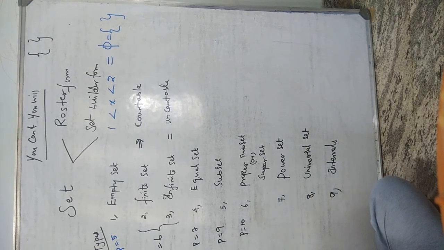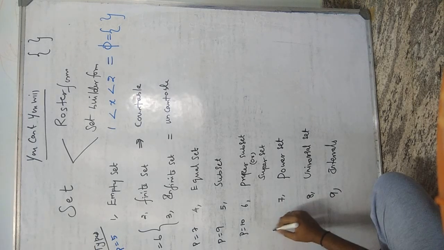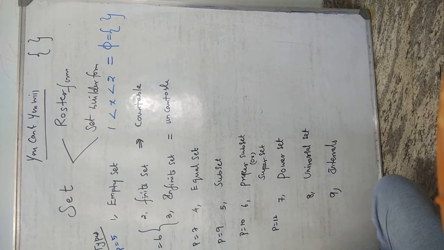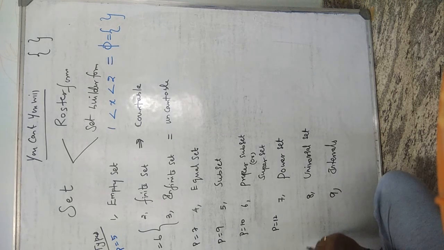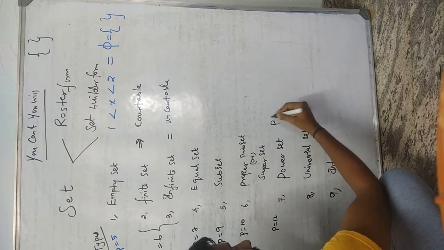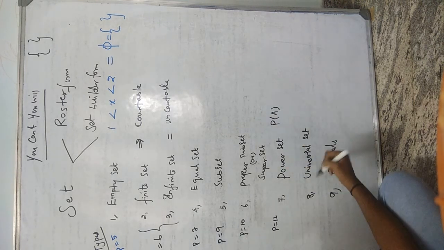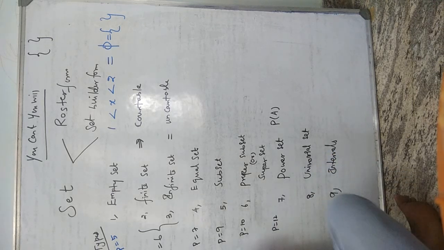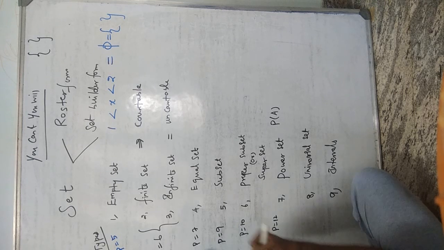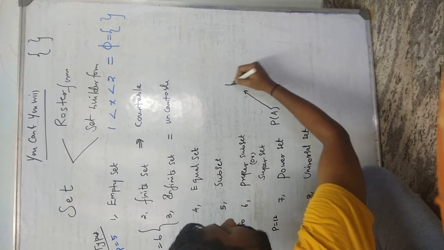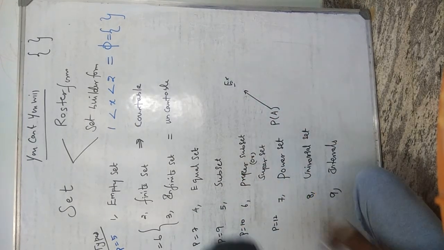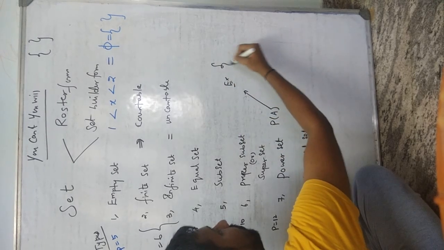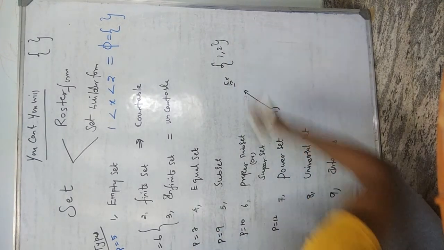Now power set. Power set is on page number 12. What is meant by power set? Power set can be written as P for the power set of set A. For the power set, you have to know the subsets. So you have to know what a subset is. I'll go for one example. Example for the power set. In your textbook, they have given the power sets for 1 comma 2.